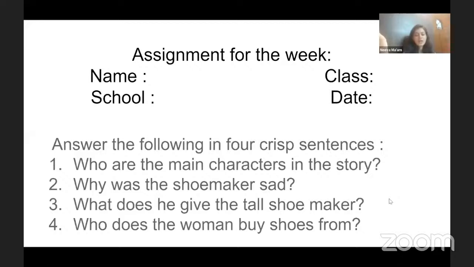Who are the main characters in the story? Why was the shoemaker sad? What does he give the tall shoemaker? And who does the woman buy shoes from? Okay, so I want you to answer all of these 4 questions on a sheet of paper and upload it on our website, and I'll be checking it myself. So please do submit it. I will be waiting for all of your answers.